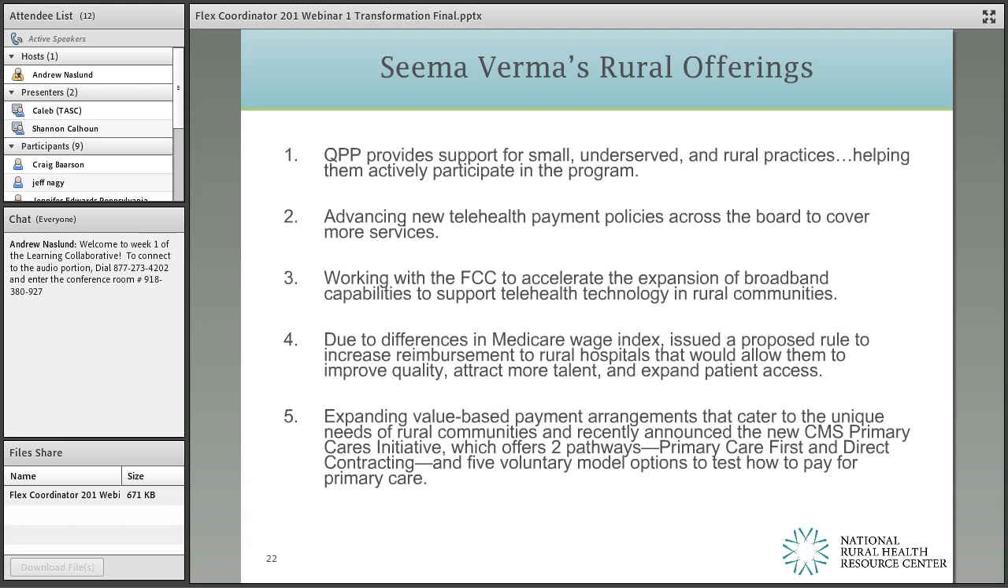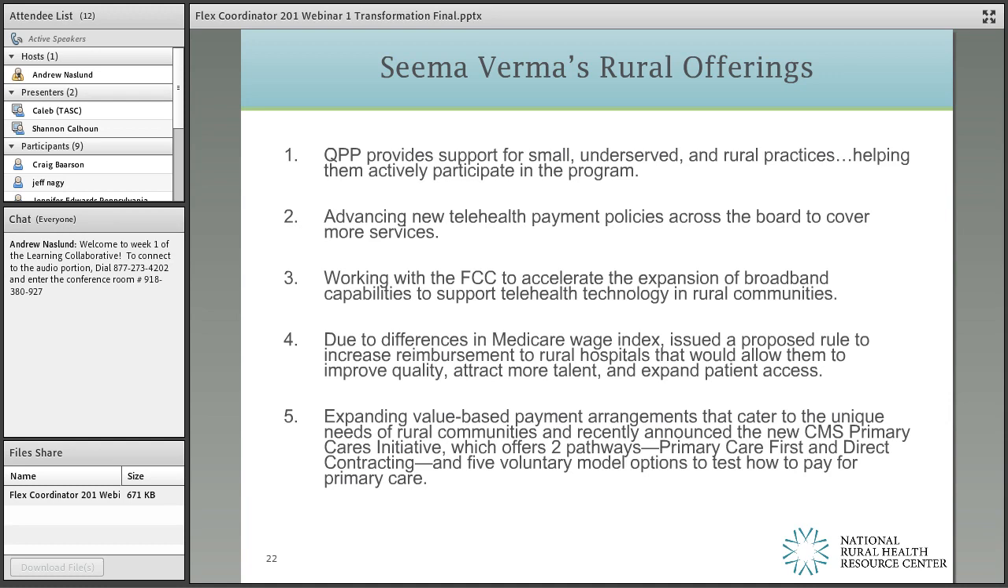So this year, Seema Verma spoke to all of us at the National Rural Health Association's conference in Georgia in May, and she pointed out some specific things that she considered rural offerings. One of them has been in existence for quite a while. It's the QPP, offering support for small and underserved and rural practices. It exists today, and you can find it on the qpp.gov website. It helps them extract some data, gives them some credits of being rural or small, might help them engage a little bit easier by getting support from them.